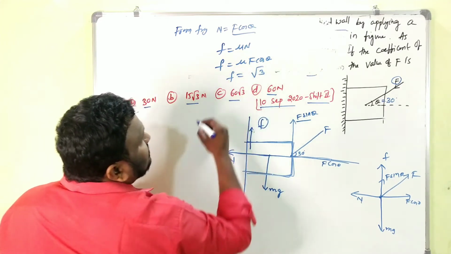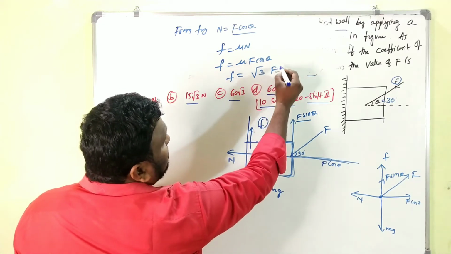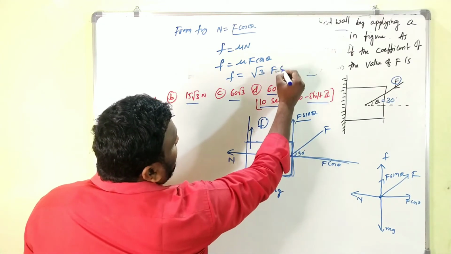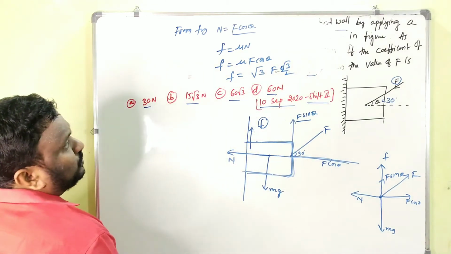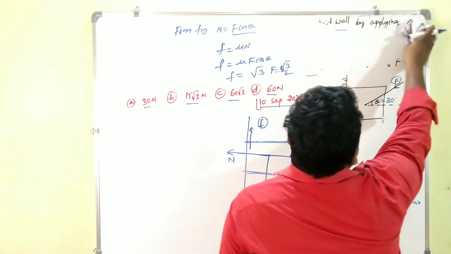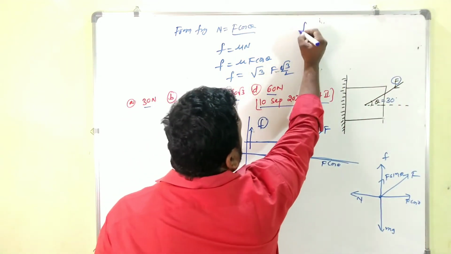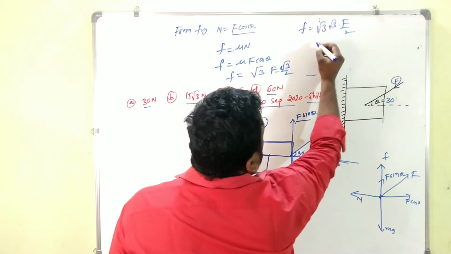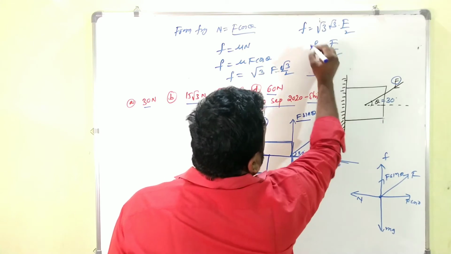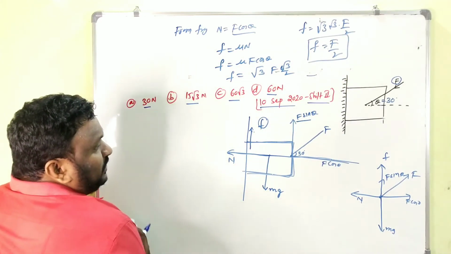Mu value is given as √3, and now it is F into cos theta. Cos theta value is cos 30. Cos 30 means what? √3 by 2. Then what do you have to write? From that we will write √3 into √3. As I am going to write, f is equal to √3 into √3 into F by 2. Then f is equal to what? F by 2. Clear?